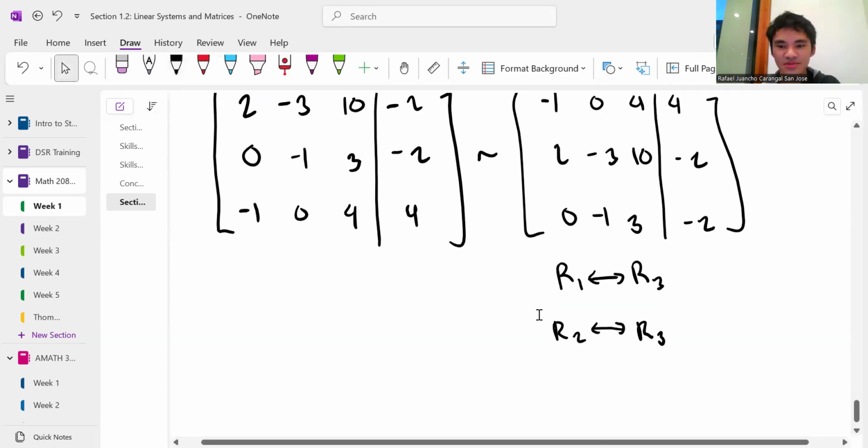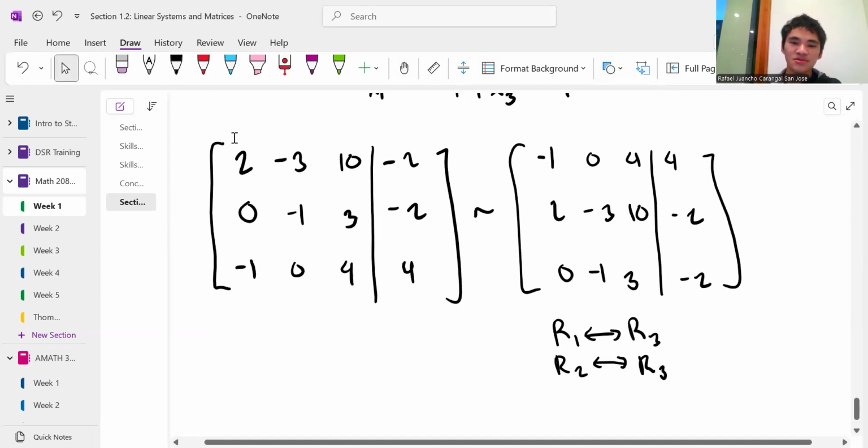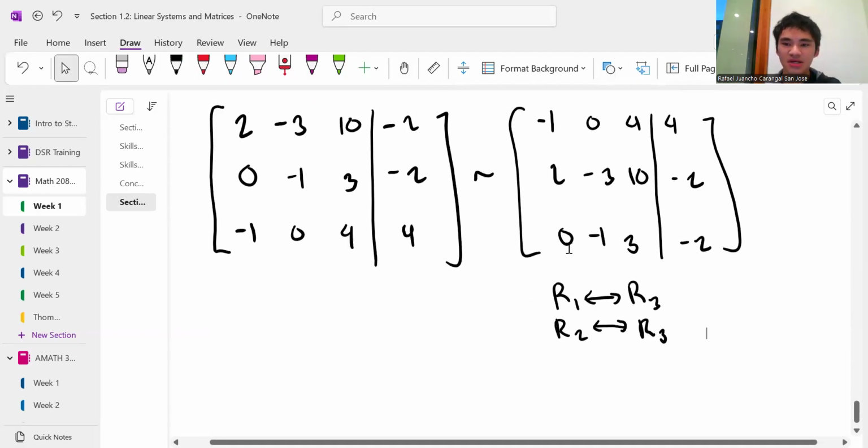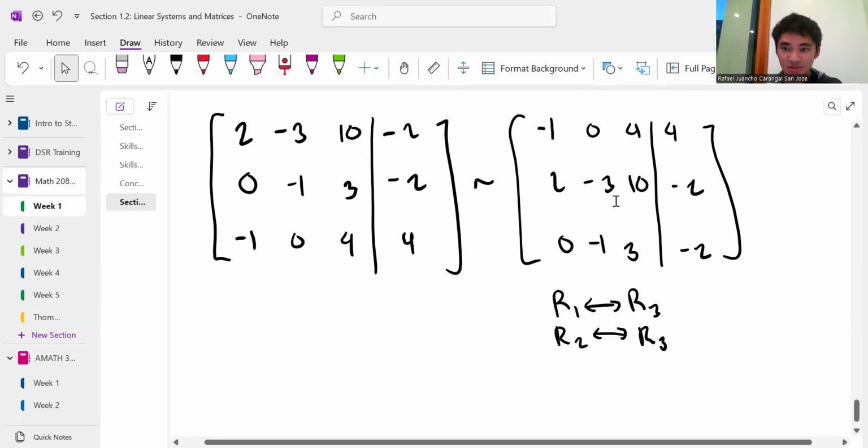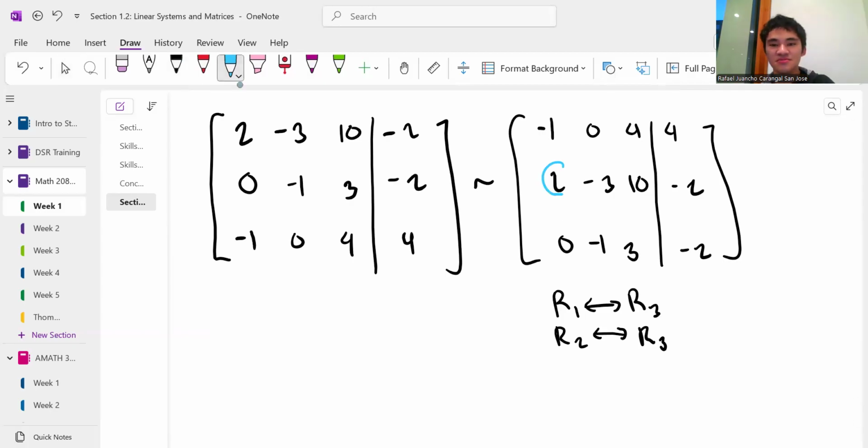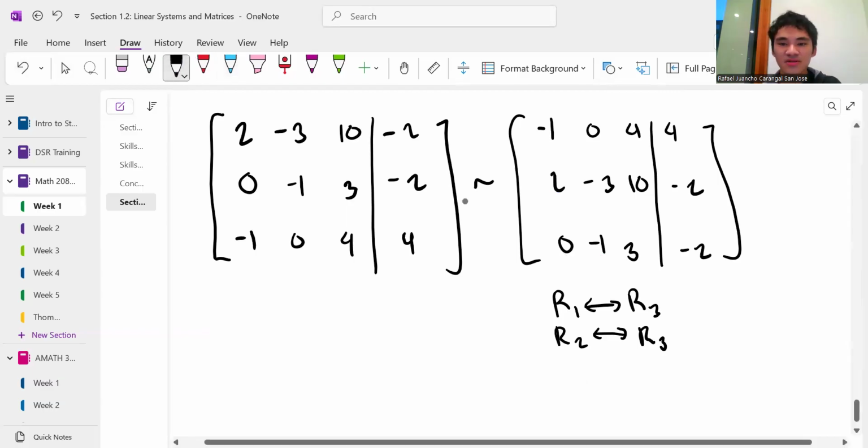Yeah. So those are the two things I would do, but it really depends on what your preference is. So I would switch row 1 and 3, then switch row 2 and 3. So now I have this, and nothing changed, right? We just switched a couple of things. I just want to make it so that I can remove these two, right? Okay, let's actually do that. So let's make this thing a 0.